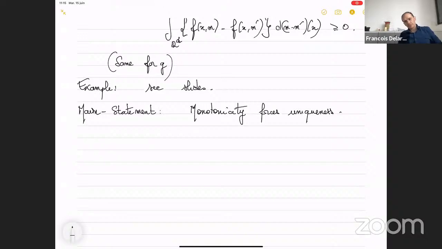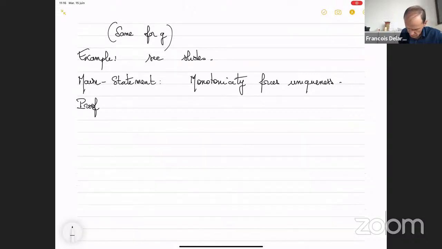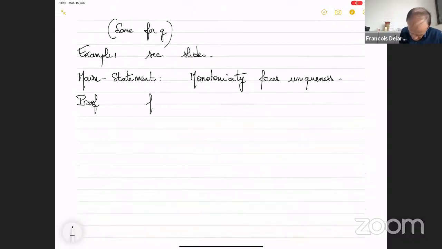Okay, so let me explain to you the way it works. To simplify the proof, I'm going to make the proof. This is not so difficult. This is a bit painful because you have to be really careful in the writing, but if I don't do this proof, I will do no proof basically. So let me assume that F is equal to zero.